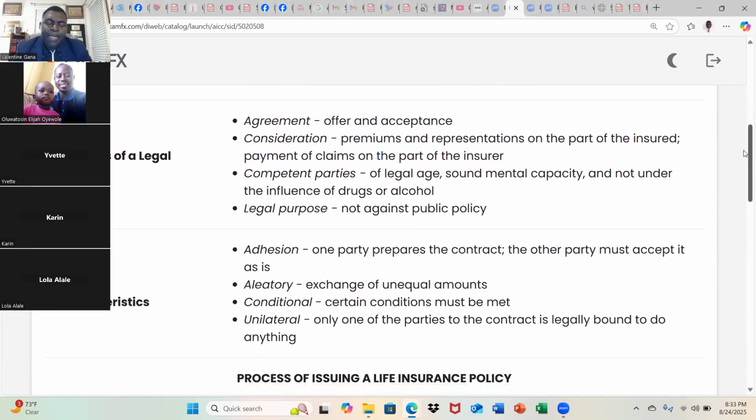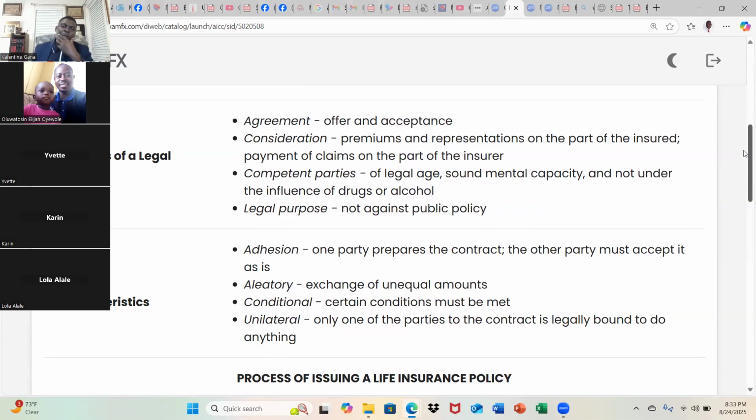Insurance contracts, just like a lot of financial instruments, are about contracts. And there are 5 elements of a contract which you should know.